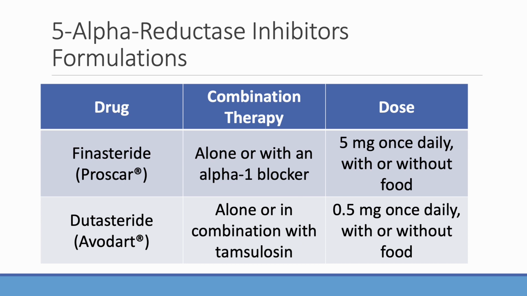So the different 5-alpha reductase inhibitors include finasteride or Proscar, and dutasteride, which is Avodart. So the finasteride is going to be used alone or with an alpha-1 blocker, while dutasteride is going to be used alone or with tamsulosin. And then finasteride would be dosed at 5 milligrams once a day, while dutasteride would be dosed at 0.5 milligrams a day.